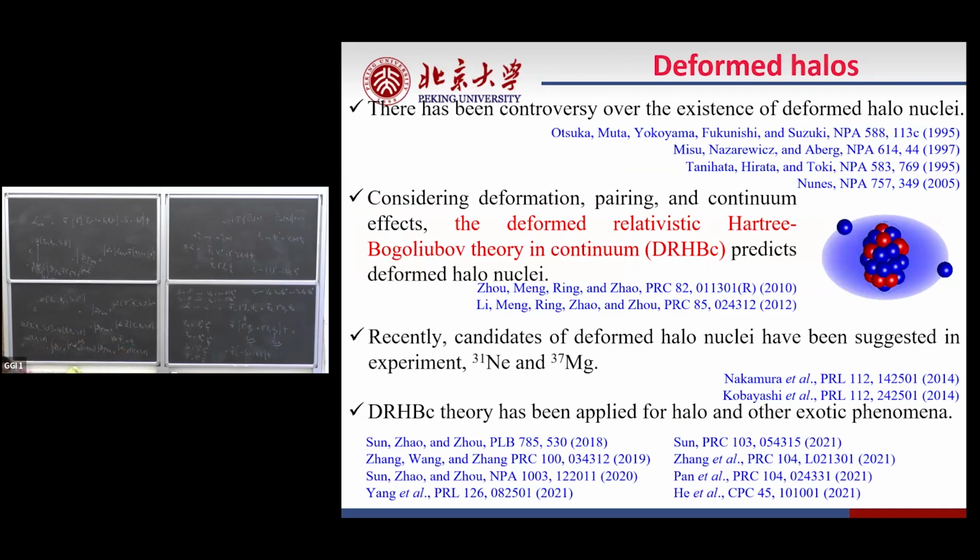Why the deformation in the halo could coexist is a big question. There are already a lot of discussion. They argue that this halo or deformed halo doesn't exist, right? The people do some estimation or some phenomenological model. They discuss whether they exist or not.